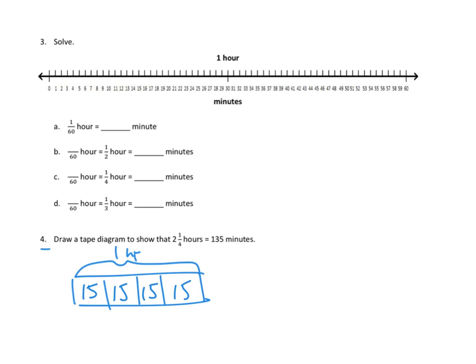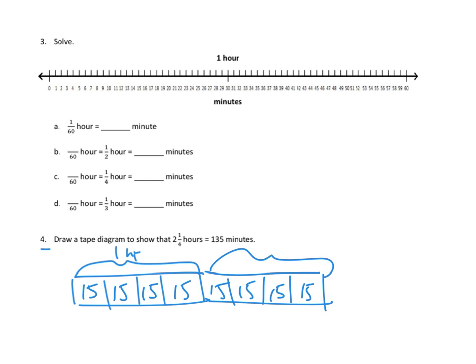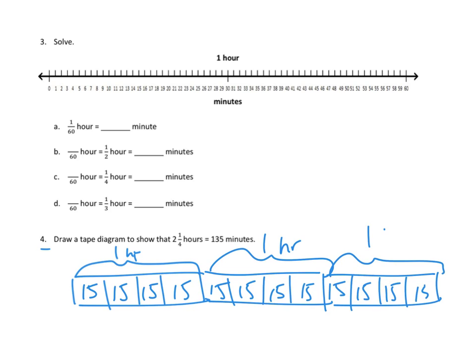We'll do the minutes inside. But we've got 2 1/4 hours, so we're going to need another whole hour, broken down into 15-minute sections, right? Go ahead and label that as another hour. We're going to do another one, broken down into 15-minute sections, 15-minute quarters. And again, this is another full hour.